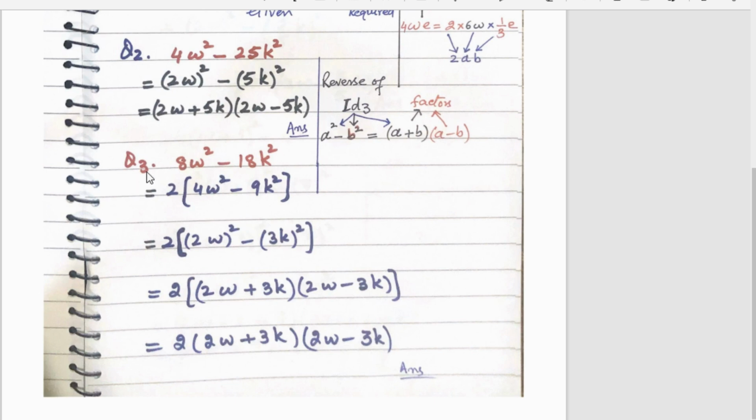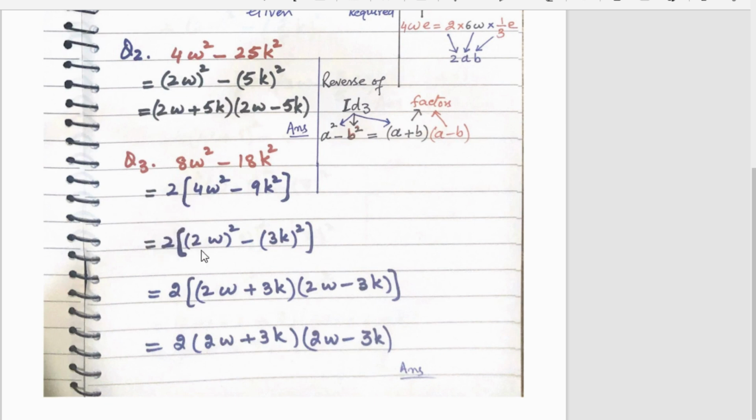Now we can write down these 4 and 9 as squares. 4 is the square of 2 and 9 is the square of 3. w square and k square are already in the form of squares. Now 2 will come as a factor as it is. It is also a factor of these two terms because we are factorizing. That is why 2 is also a factor. It will come with every step as a factor. Now 2 will come down as it is.